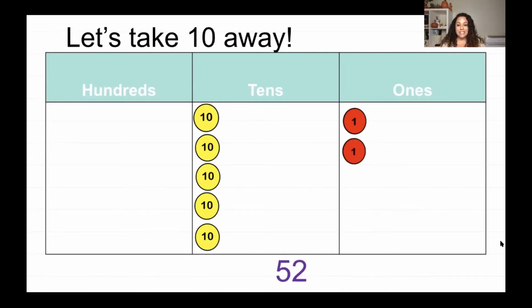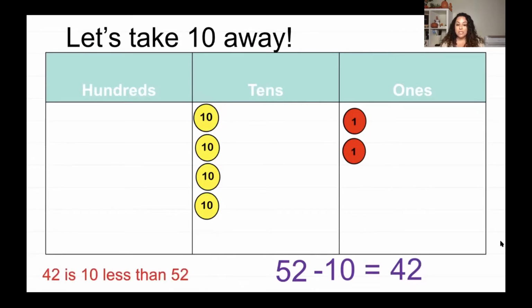Let's go ahead and continue. I have the number 52 again, and I'm going to take away 10. So I have 5 tens and 2 ones. I'm not going to take away a 1 this time. I'm going to take away a 10. So here's my subtraction sentence. 52 take away 10 is equal to, ready to see that 10 go away? Goodbye 10. How many tens am I left with? I'm left with 4 tens and 2 ones. So I have 52 take away 10 is equal to 42. So 42 is 10 less than 52.